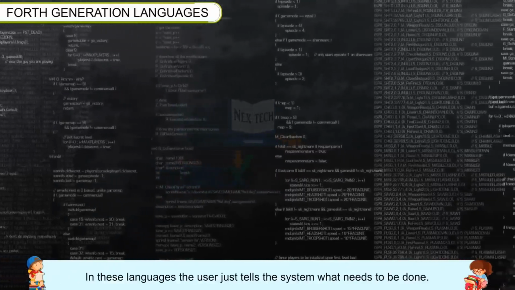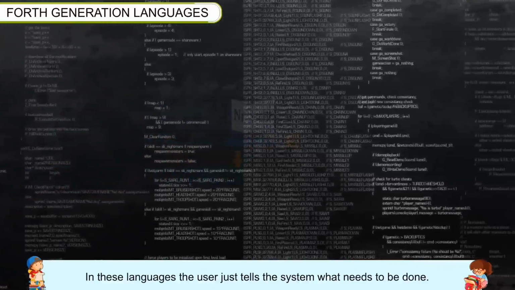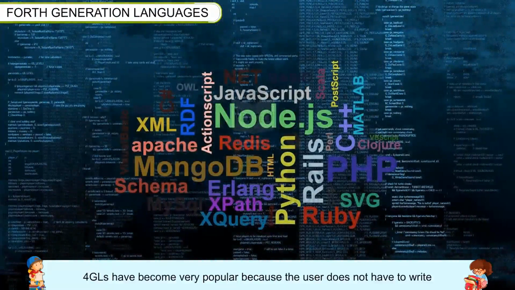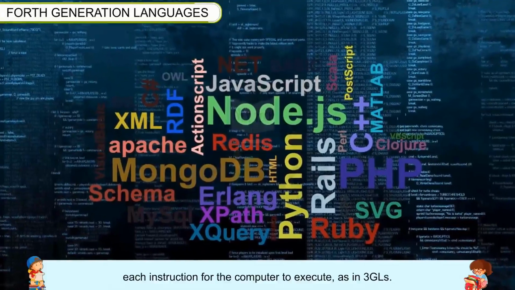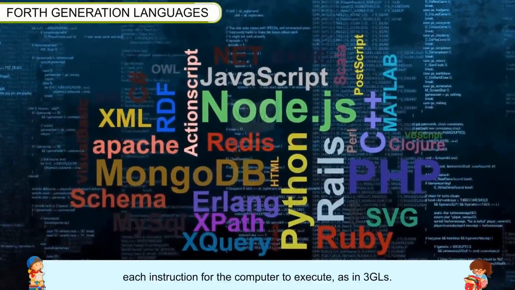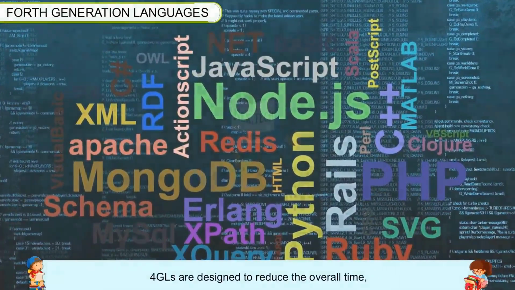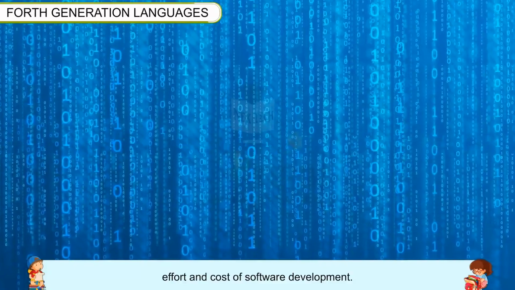In these languages, the user just tells the system what needs to be done. The instructions required for the system to follow the instructions is part of the software itself. 4GLs have become very popular because the user does not have to write each instruction for the computer to execute as in 3GLs. 4GLs are designed to reduce the overall time, effort, and cost of software development.